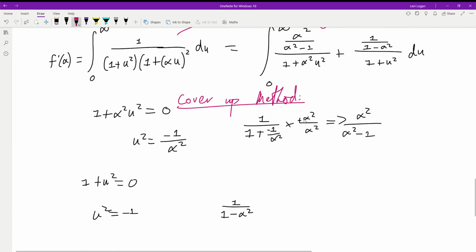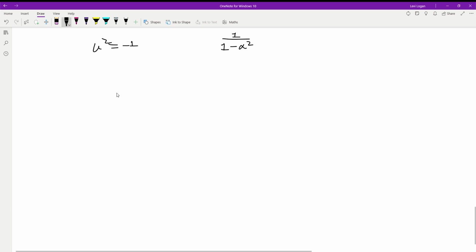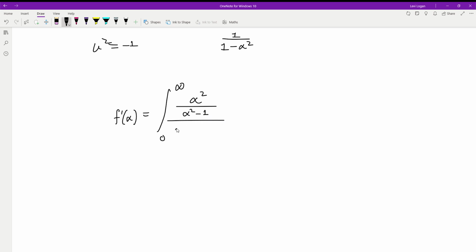Right, so let's write this out really quickly. So it will be f dash of alpha is equal to the integral from 0 to infinity of alpha squared on alpha squared minus 1 all over 1 plus alpha squared u squared, plus 1 over 1 minus alpha squared all over 1 plus u squared, du. Now it looks pretty complicated at the moment, but we're going to change how this looks.